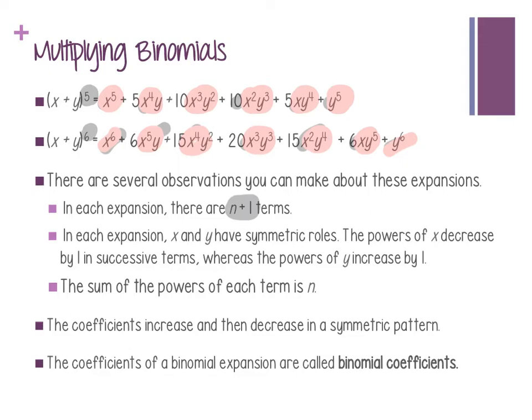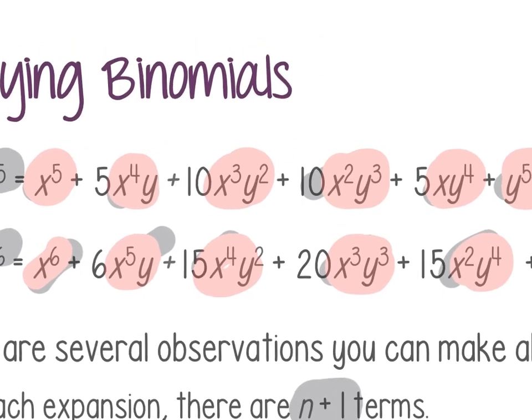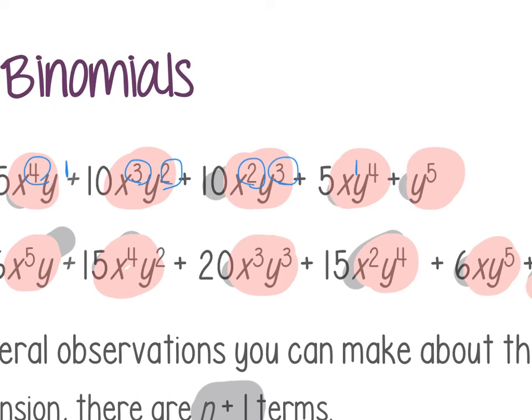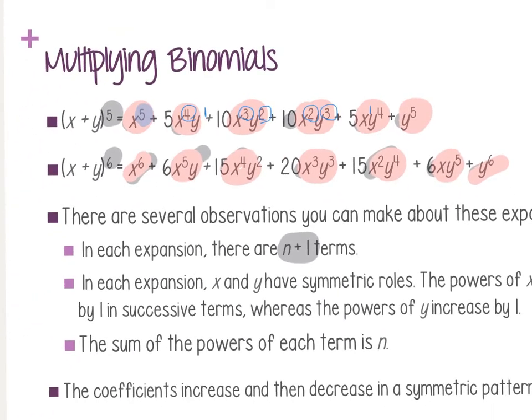The last thing in the purple there says the sum of the powers of each term is n. So if I take each of the terms in the first one and add the exponents, this is obviously 5. This is 4. What's the exponent on that y? A 1, that's 5. 3 and 2 is 5. 2 and 3 is 5. This would be a 1. 1 and 4 is 5. And the last one is 5. So for each individual term, the exponents add up to whatever power you're raising the initial expression to.